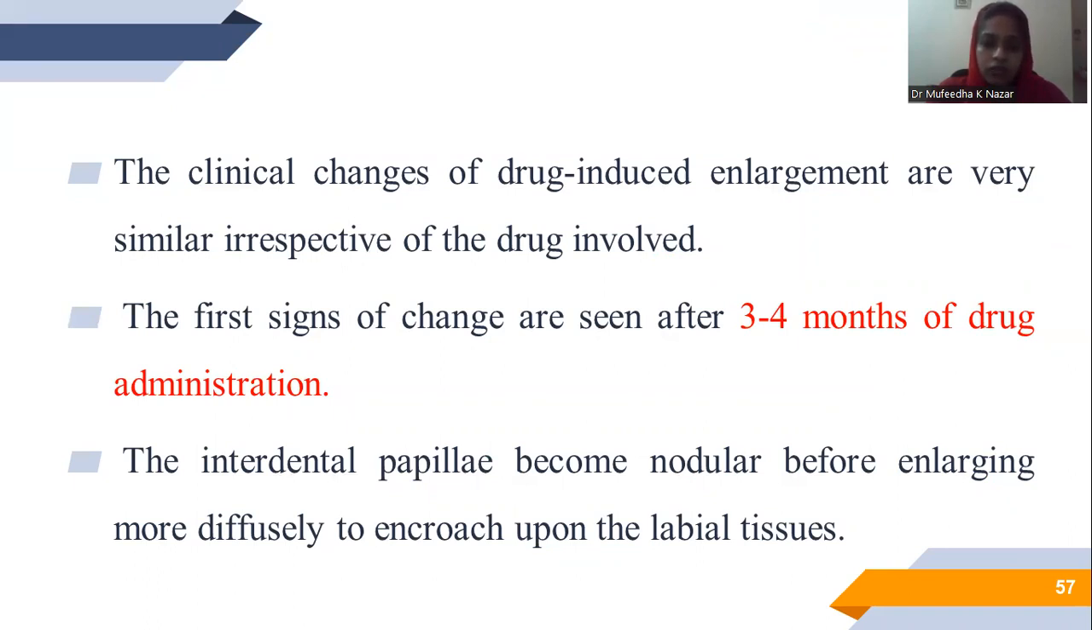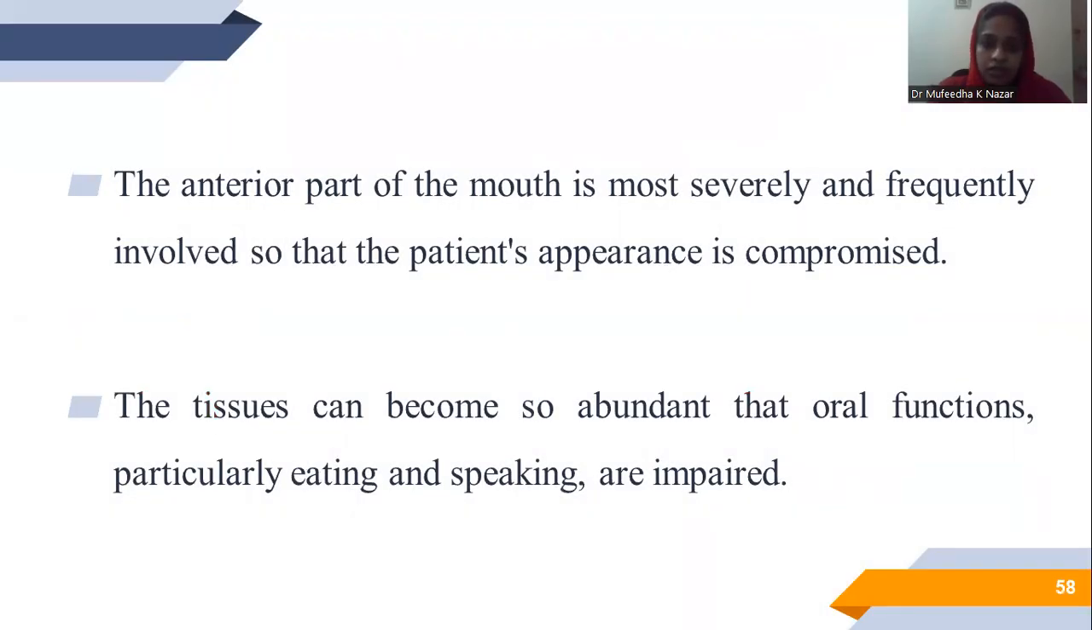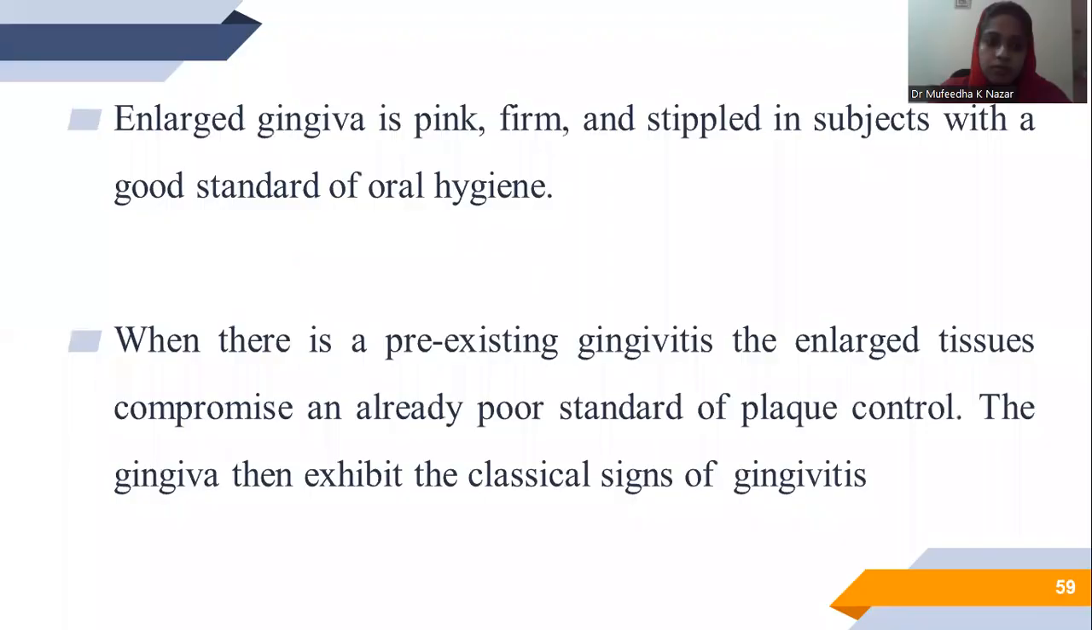The first signs of changes are seen after 3 to 4 months of drug administration. First, the interdental papillae become nodular before enlarging more diffusely to encroach upon the labial tissues. The anterior part of the mouth is frequently and severely affected, so that the patient's appearance is compromised. The tissues can become so abundant that oral functions like eating and speaking are impaired, along with the aesthetics. This enlarged gingiva is pink, firm, and stippled in some patients with good oral hygiene.